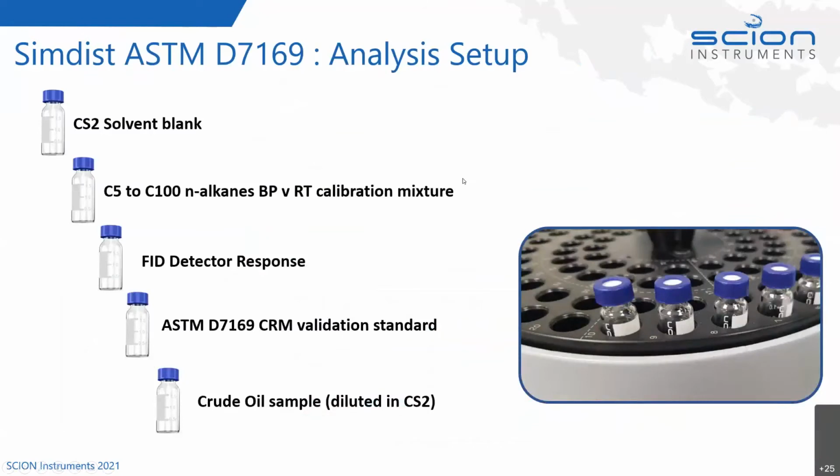So to run the main Simdist analysis for ASTM D7169, we're going to run a carbon disulfide solvent blank. Crude oil is just a bit too much to inject neat, so we're going to dilute it down in carbon disulfide. It's about 1%. So we're going to run a carbon disulfide blank.